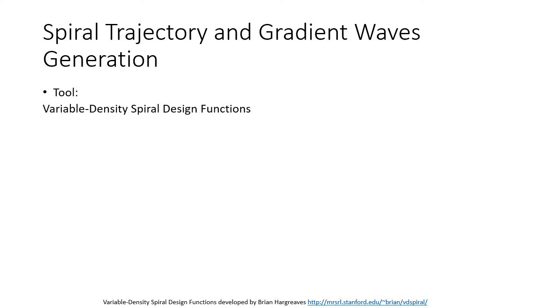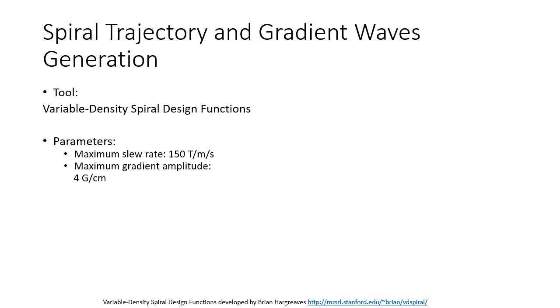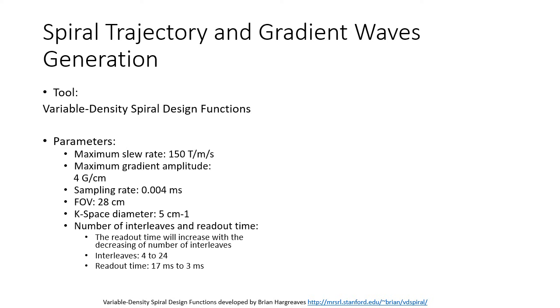To generate the spiral trajectory and its gradient waveforms, I used a variable density spiral design toolbox. And here are some parameters that I used. The maximum slew rate is 150 Tesla per meter per second, and the maximum gradient amplitude is 4 G per centimeter. The sampling rate is 0.004 milliseconds, and the FOV is 28 centimeters. The k-space diameter is 5.1 per centimeter.